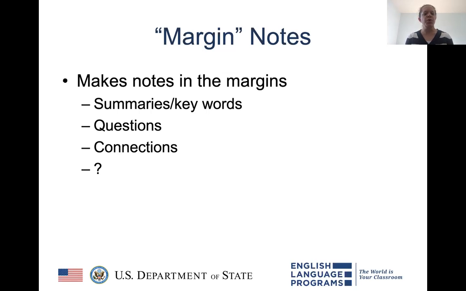But some common things we write about are summaries or keywords, so writing those in the margins, writing questions if there's places that I don't understand, writing connections that I have, such as personal experiences that help me better understand the reading, or maybe the reading reminds me of a movie I have seen or another thing I have read. And finally, I might use a question mark to mark things where I don't understand. Or maybe I use a star to mark something I think is important.